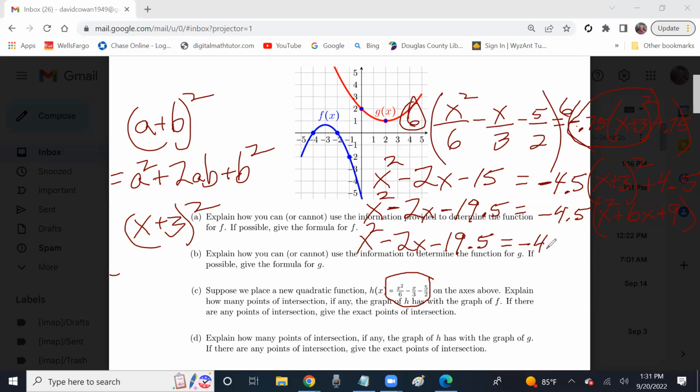So negative 4.5x squared minus 27x plus or minus 40.5.